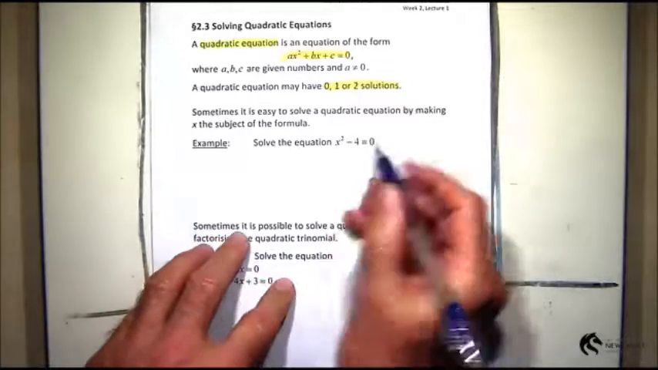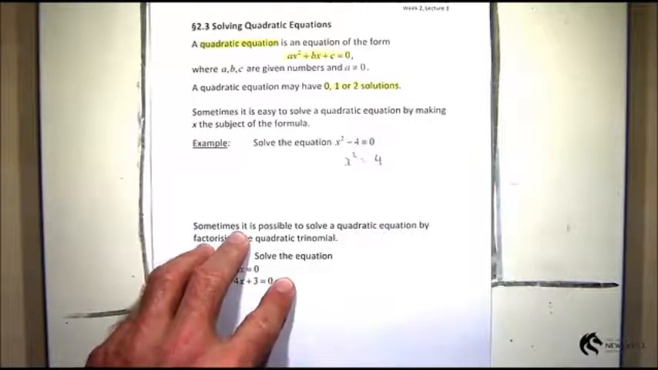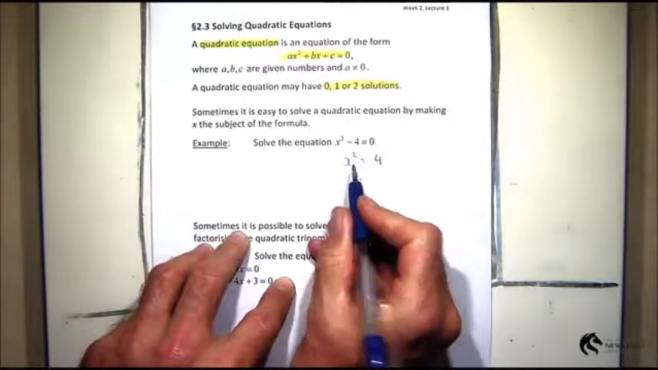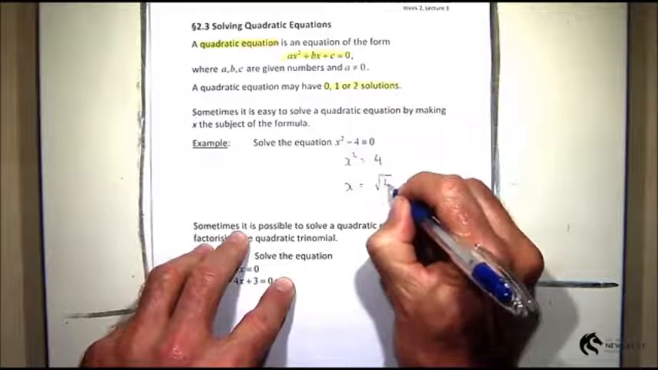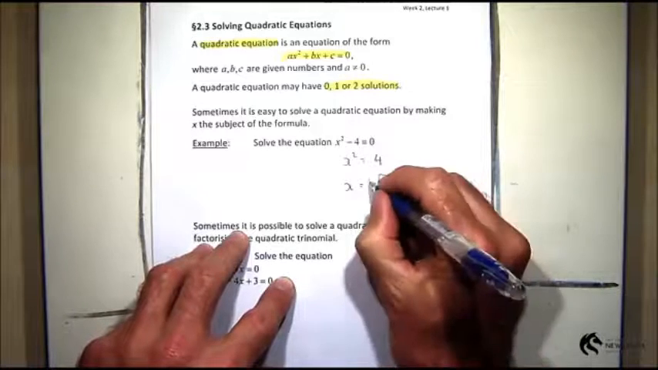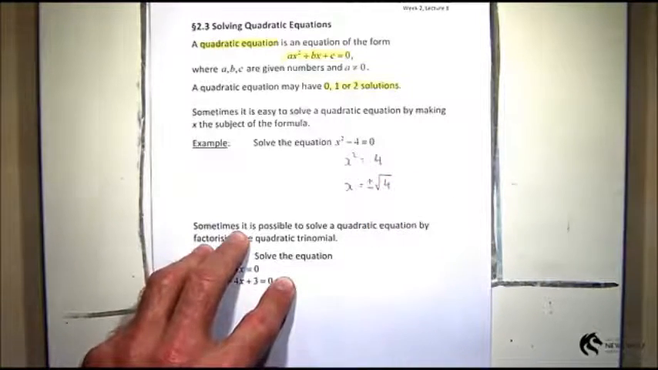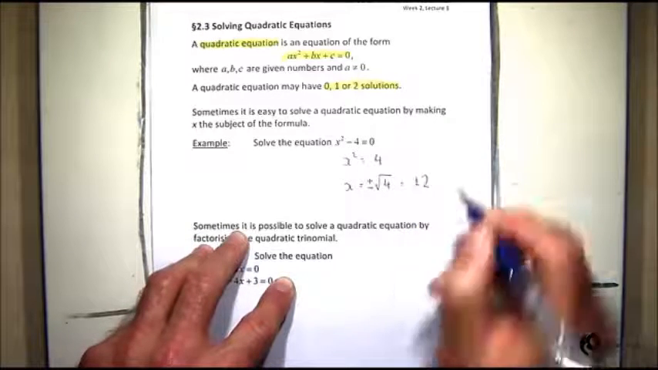Here, x squared minus 4 is equal to 0. So therefore x squared is equal to 4, just add 4 to both sides. And now I take the square root of both sides. So x can be the square root of 4. And in this case, there's no reason why it can't be negative. So it could either be the positive square root or the negative square root, and so that is plus or minus 2. Those would be the possible answers.